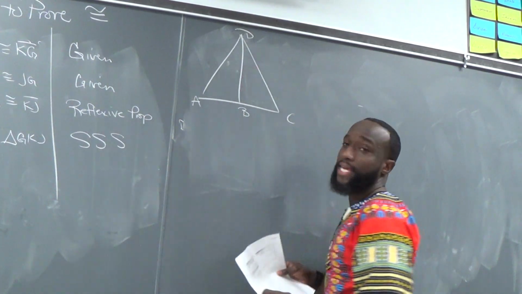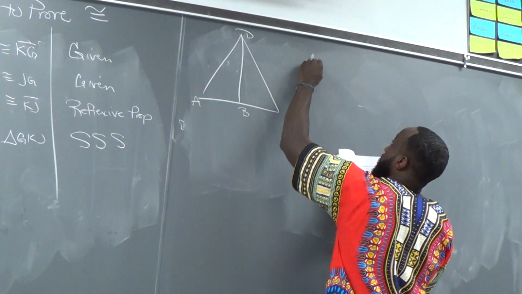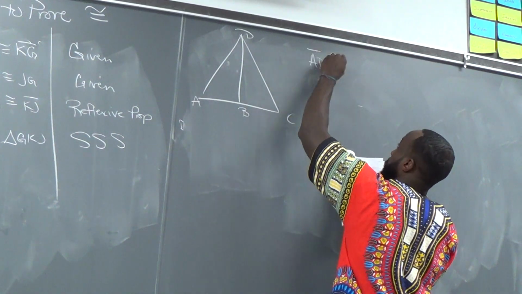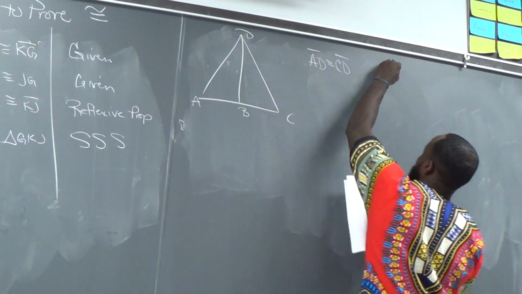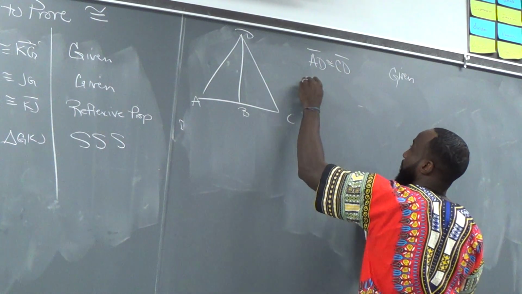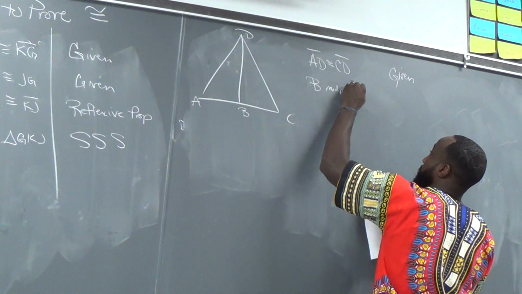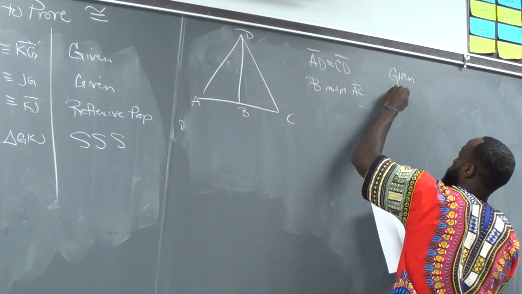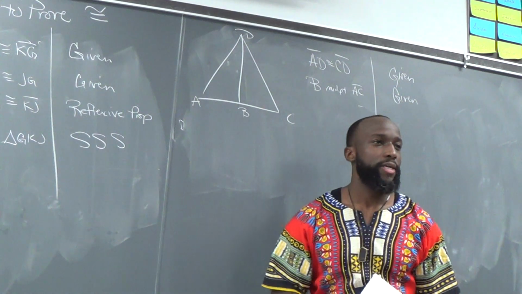In this particular example, it says given: AD is congruent to CD. That's given, right? They also say that B is the midpoint. Somebody talked about midpoint earlier. B is the midpoint of AC. That is also given. Now we have to draw the rest of the conclusions.